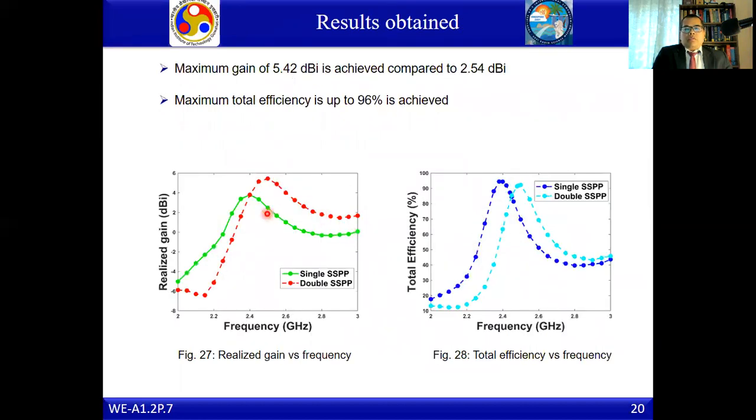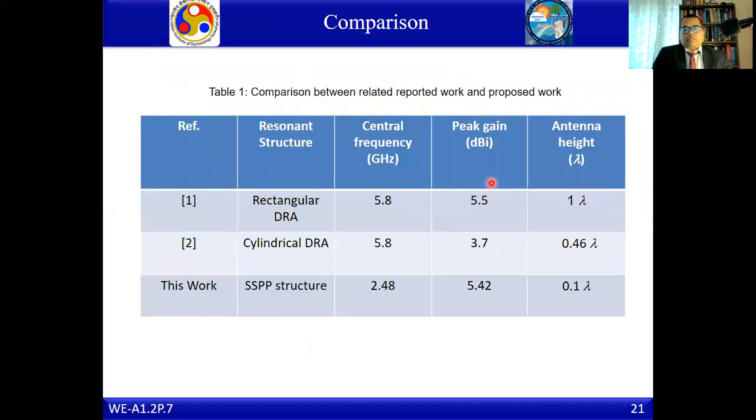About the maximum gain, you can see that it is highest when we have double-sided SSB structures, around 5.42 dBi, which is much more than that of the omnidirectional radiation pattern, which had a gain of 2.54 dBi. The maximum efficiency is around 96%.